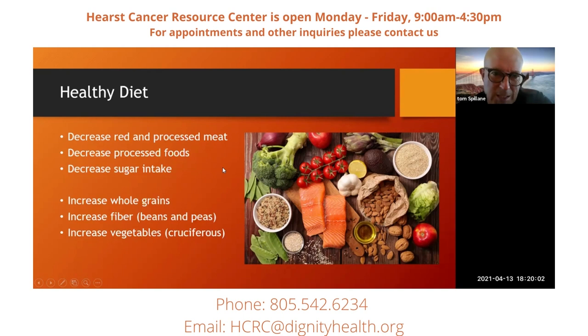And that may be related to the whole diabetes risk factor that we talked about earlier. And then it seems like increasing whole grains, increasing fiber, including foods like beans and peas, and increasing vegetables. And we've always told people to eat cruciferous vegetables, such as broccoli. And it's cruciferous because when you cut it, you see a cross in the middle. And of course, you've got all kinds of other yummy stuff on here, like fish, peas, garlic. It makes me kind of hungry.